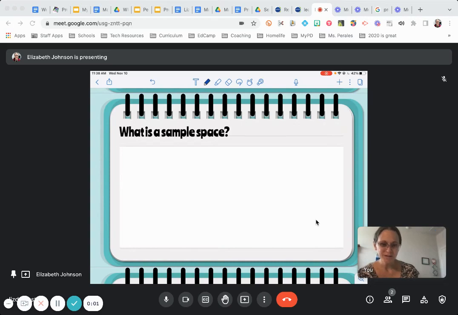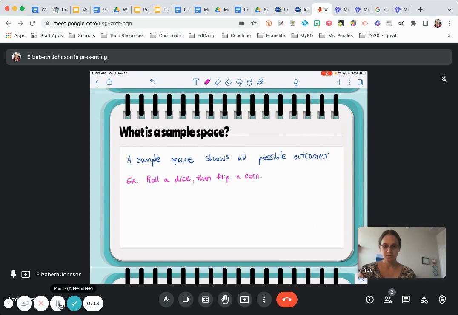An important concept to understand when you're working with probabilities is the concept of a sample space. So a sample space is just a way of showing all possible outcomes. So let's look at an example. Let's say that we're going to roll a dice and then flip a coin. What are all possible outcomes that I could get?